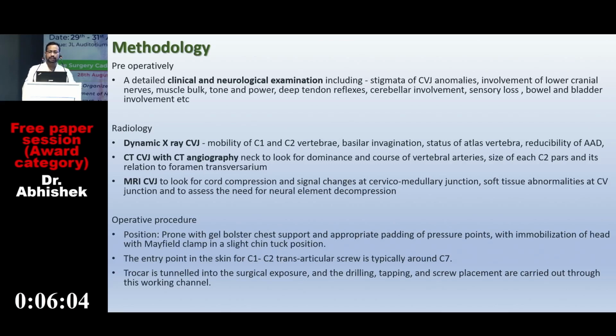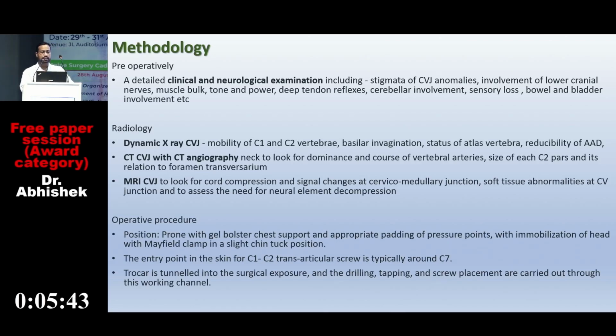They underwent CT CVJ with CT angio to look for dominance and course of the vertebral arteries, size of each C2 pars and its relation with the foramen transversarium, and MRI CVJ to look for cord compression, any changes in cord signal at the cervicomedullary junction, soft tissue abnormalities at the CVJ, and to assess the need for neural decompression.